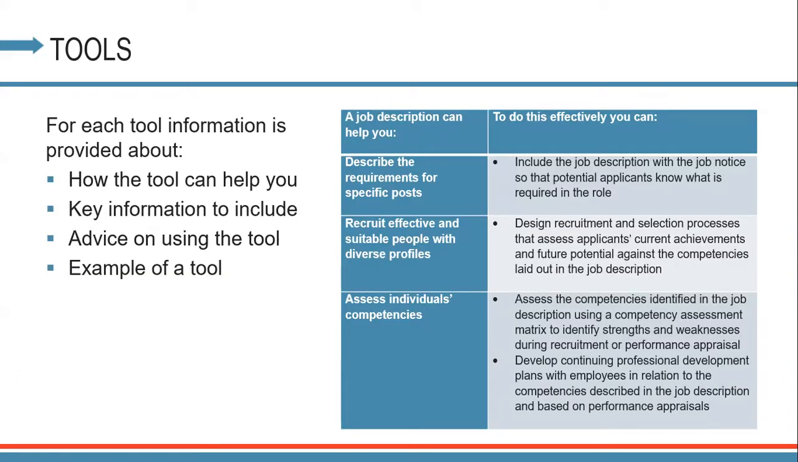For each of the 9 tools, information is provided about how the tool can be helpful, what key information to include, and advice on how to use the tool. An example of each tool is provided. The example here shows a summary table provided for job descriptions. This shows you processes that the tool can help you to accomplish with notes on how to achieve this. For example, a job description can help you describe the requirements for specific posts, recruit effective and suitable people with diverse profiles, and assess individuals' competencies.